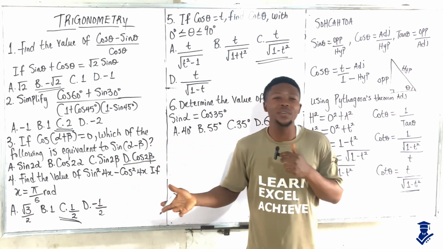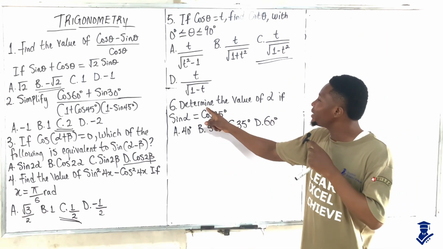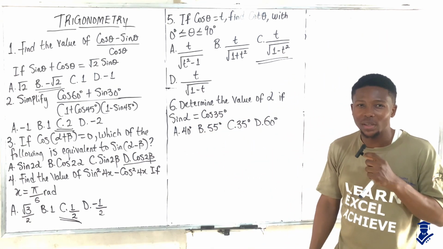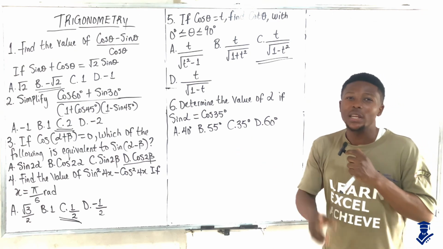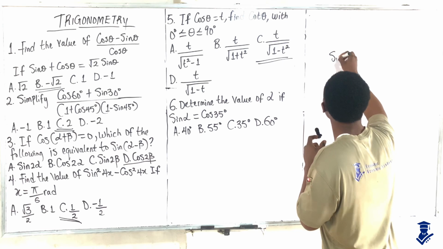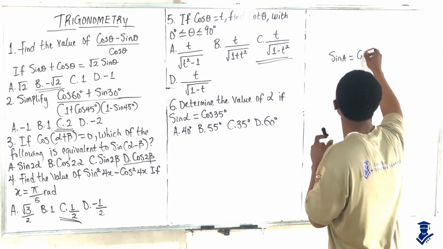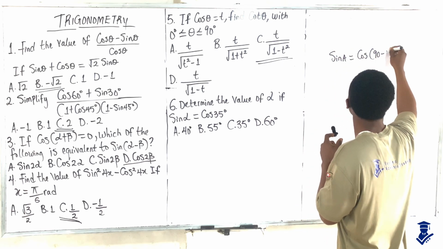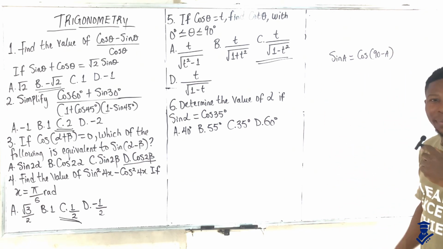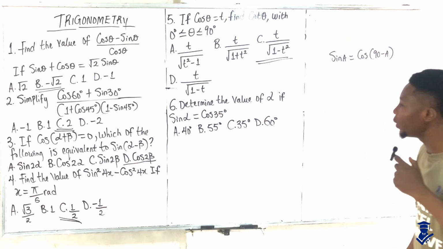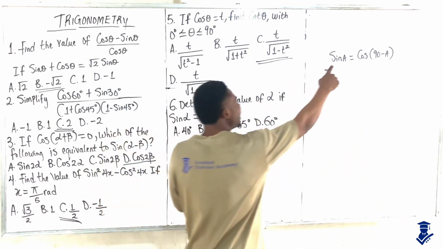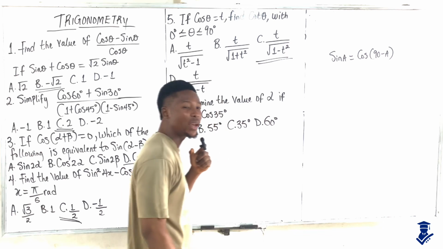Now let's move further to solving the next question. This question says, determine the value of alpha if sine alpha is equal to cos 35 degrees. Now, how do we solve this question? You have to recall that sine A is the same thing as cos 90 minus A. They are both complementary. They're called complementary angles.